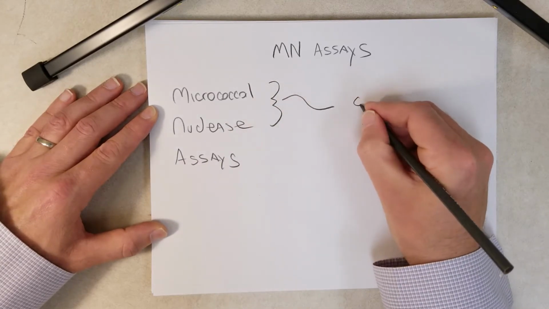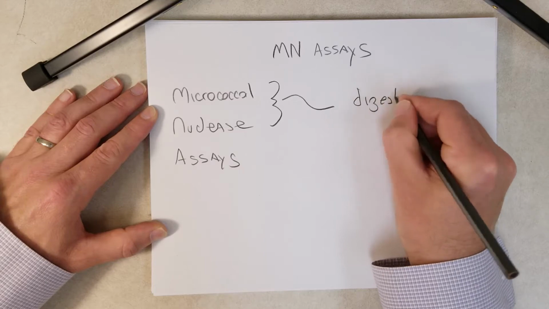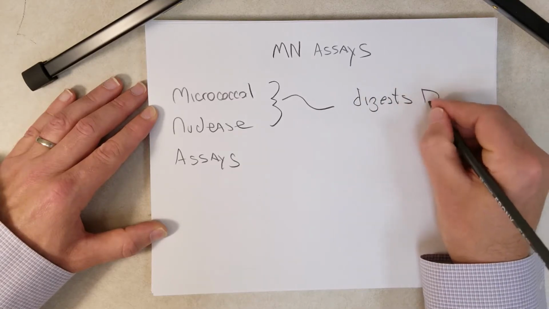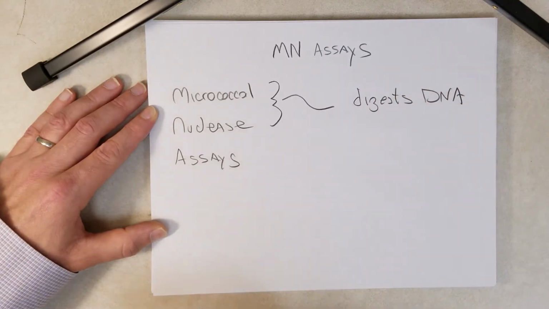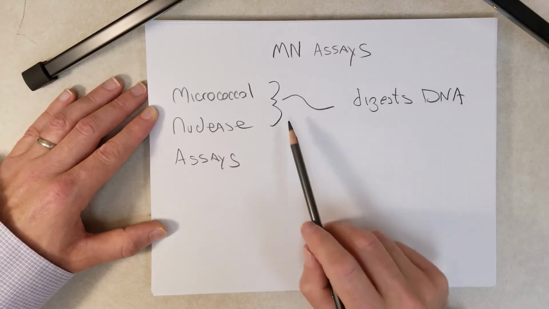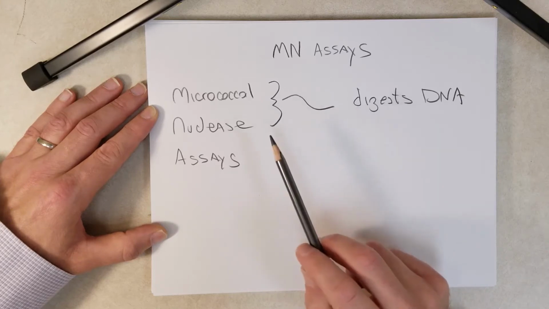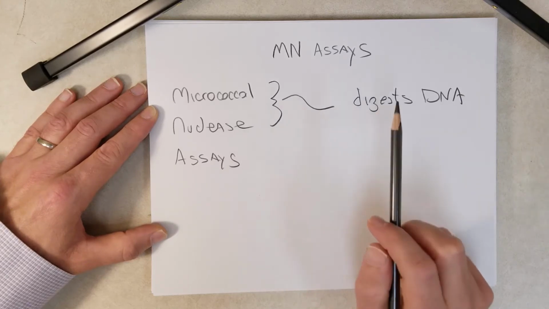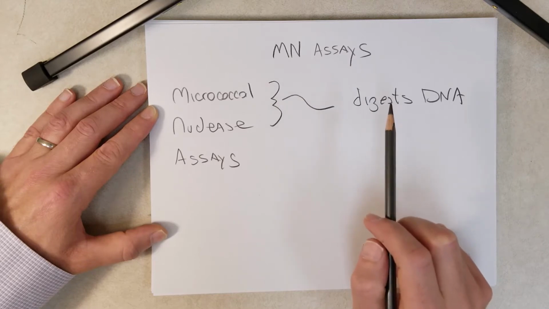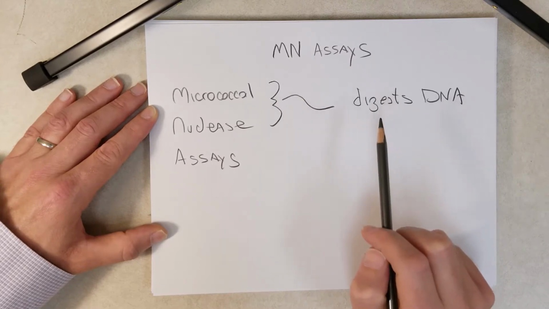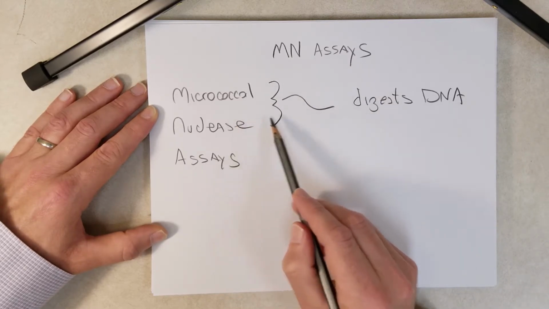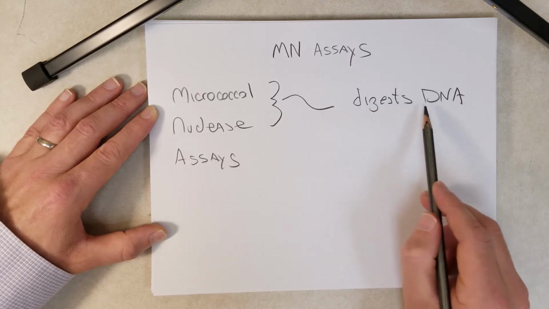So essentially, that is an enzyme that digests DNA. Unlike a restriction endonuclease, or at least the restriction endonucleases that we talked about in the last section of the class, which digested DNA with a specific sequence and only at a specific spot in the DNA, micrococcal nuclease will digest all the DNA. It doesn't care about the sequence.